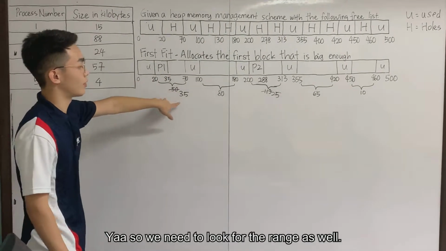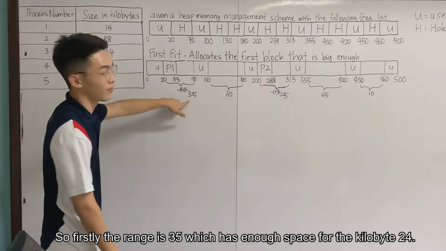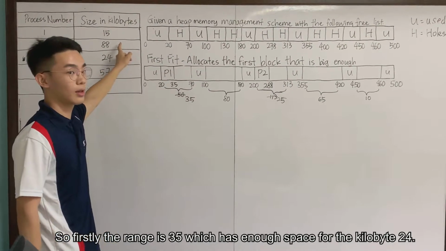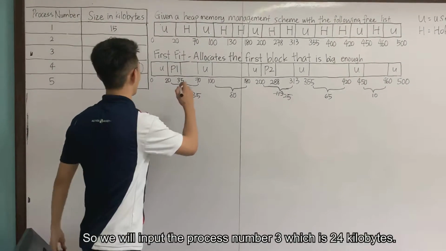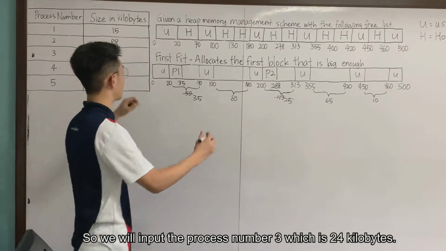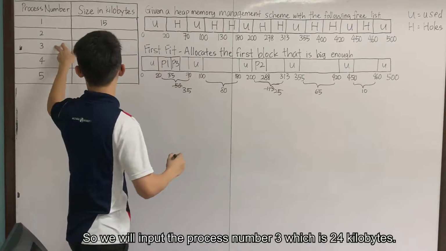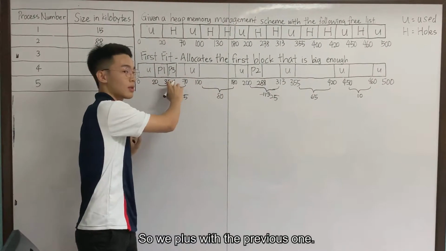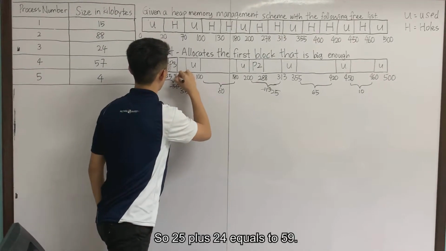So we need to look for the range as well. Firstly, the range is 35, which has enough space for the 24 kilobytes. So we will input process number 3, which is 24 kilobytes. So we will pass with the previous one. So 35 plus 24 equals 59.